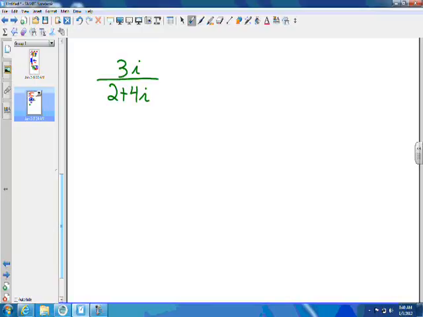Just like with radicals, you can never leave an i in your denominator. You've got to get rid of that. So what you're going to do is multiply by the complex conjugate of this bottom number. That's what that's called. And the only thing is the sign is different. So instead of 2 plus 4i, you're going to multiply the top and the bottom times 2 minus 4i.